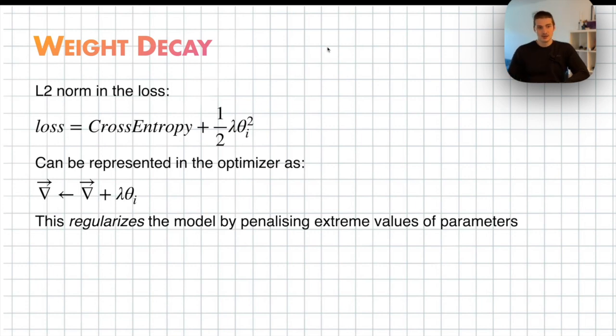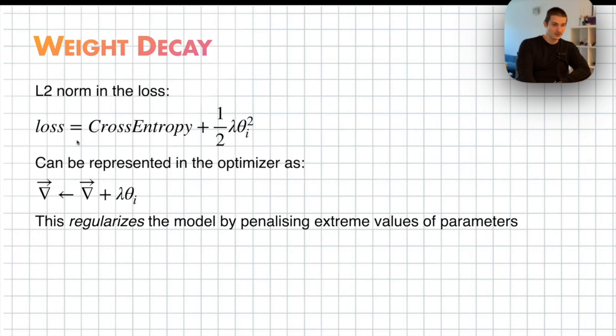So in practice, it can be implemented by adding what is called the L2 norm in the loss. So we have our initial loss, which can be cross entropy, for example, and then we add just the square of the parameters, some sort of scalar that does not depend on the direction, and then we multiply it by some parameter lambda here. So the greater the lambda, the more we penalize the parameters themselves. So this square here penalizes extreme negative values as well as extreme positive values.